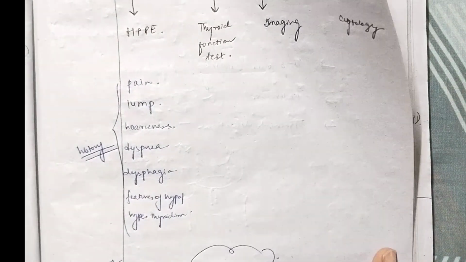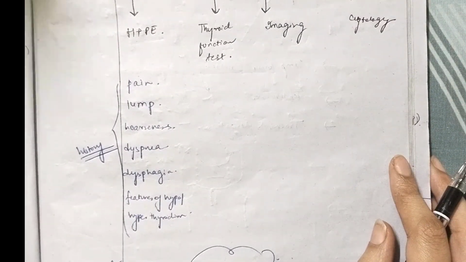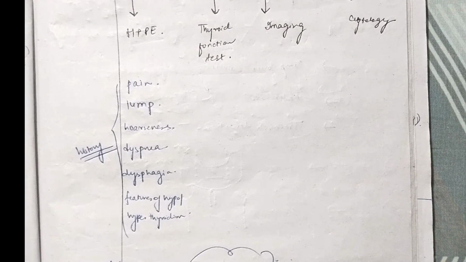What are the features of hypothyroidism? Features of hypothyroidism include cold intolerance, heavy and irregular menstrual periods, low heartbeat, irritability, and weight gain. And in case of hyperthyroidism, the prominent features that you have to ask for are weight loss, irrespective of a voracious appetite, heat intolerance, sweating, and high heart rate.